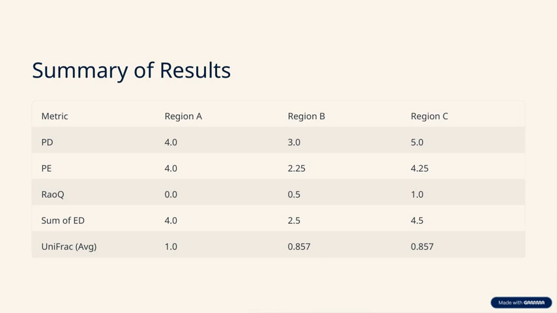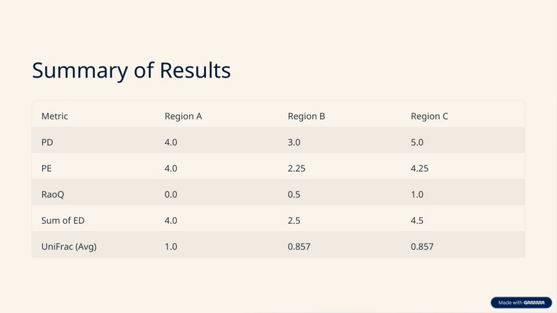Let's take a moment to review the overall results summarized on this slide. Here, we've got several key metrics across 3 different regions, region A, B, and C. Starting with PD, which stands for some measure of divergence, we see that region A has a score of 4. Region B is slightly lower at 3, and region C is higher at 5. This suggests that region C shows the greatest divergence among the regions, while region B has the least.